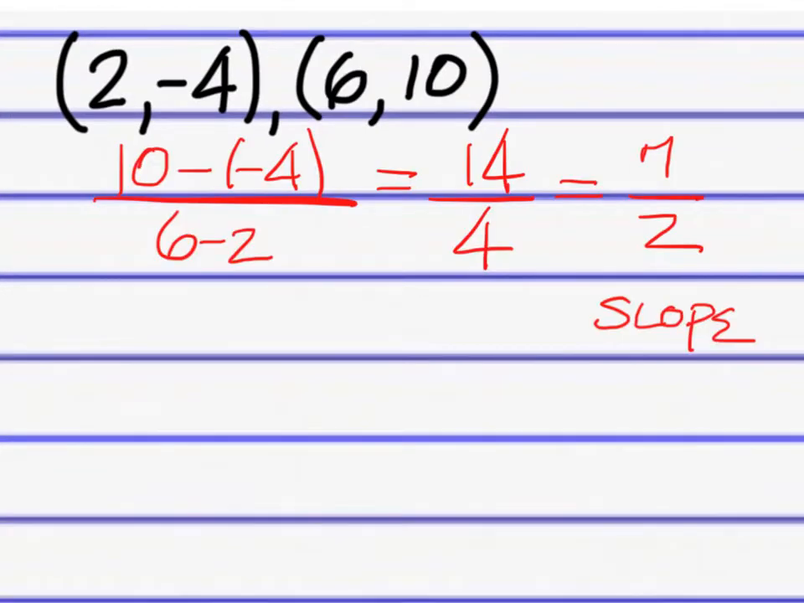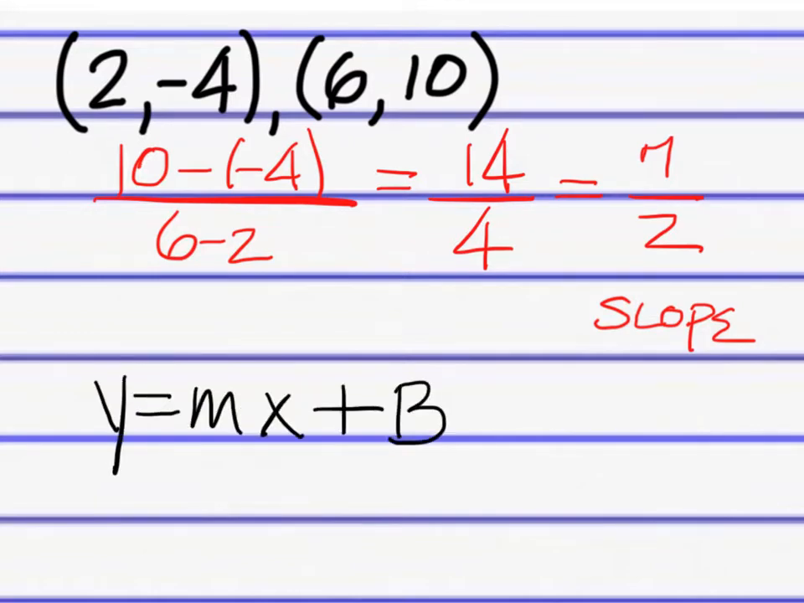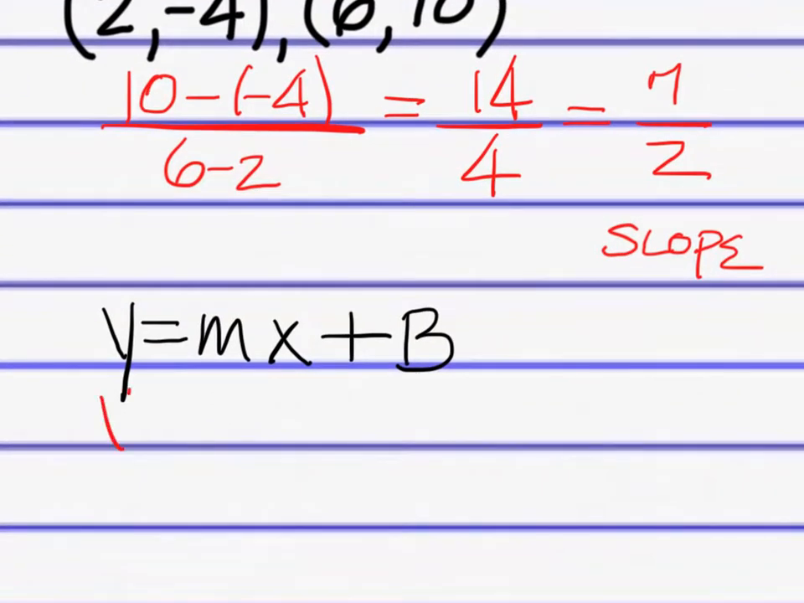Hit the record button a little bit late, but what we just did is we found the slope. 10 minus a negative 4, 6 minus 2. 14 over 4 is the same as 7 over 2. This is the slope. So what do I do with the slope? Yeah, y equals mx plus b, and I'm going to put it in there. Which letter does it go in for? M. So we have 7 over 2 that goes here.